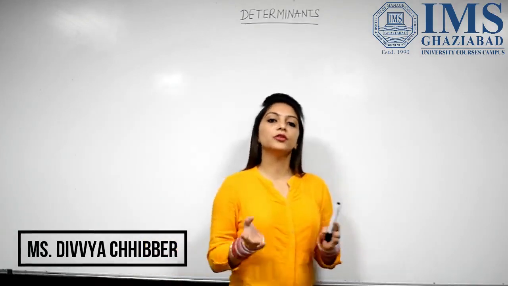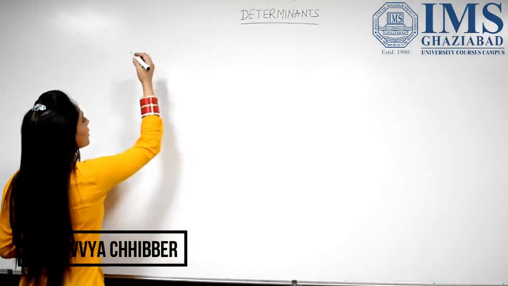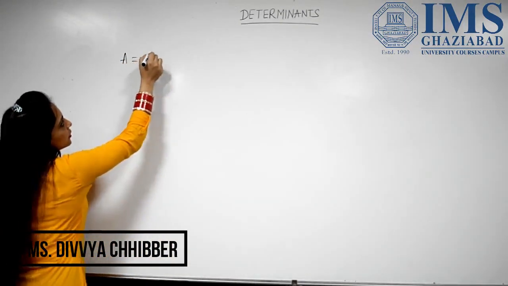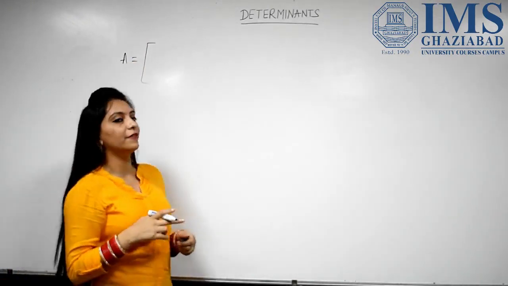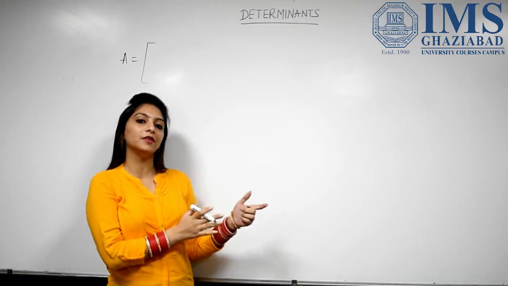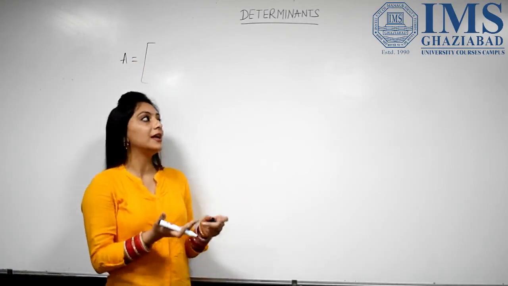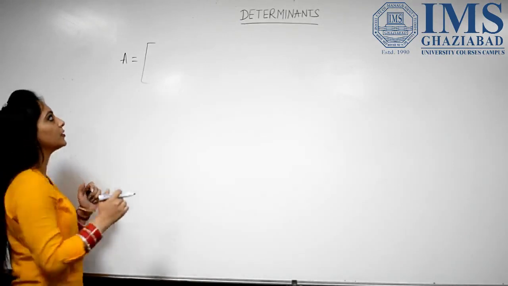In this class, we are going to study the determinants of 3 cross 3 matrices. Some matrix is given to me which is of order 3 cross 3. As I told you earlier also, we can find the determinant only of a square matrix. So in the last class we covered the determinant of a 2 cross 2 matrix. In this class we are going to find the determinant of a 3 cross 3 matrix.